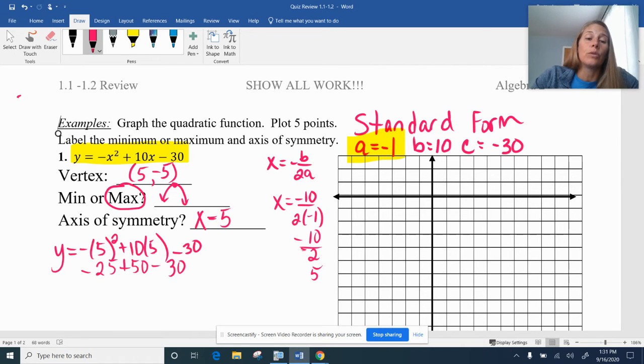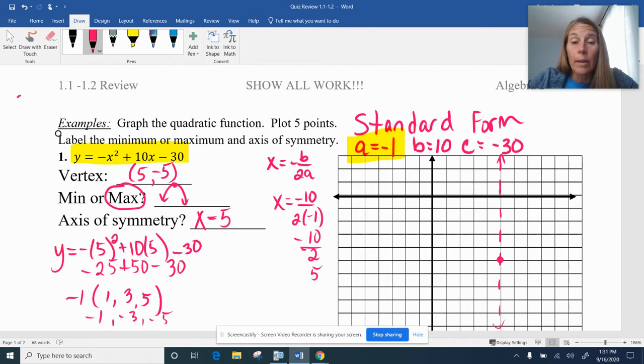Now when I go to graph this, I'm going to graph my vertex, which is +5, 1, 2, 3, 4, 5, -5, 1, 2, 3, 4, 5. My axis of symmetry is the vertical line going through that vertex point. And then we can use the graphing pattern, which is the A value, which is -1 in this particular problem. We're going to multiply it to 1, 3, and 5 to get some more points on our graph. So that would be -1, -3, and -5.